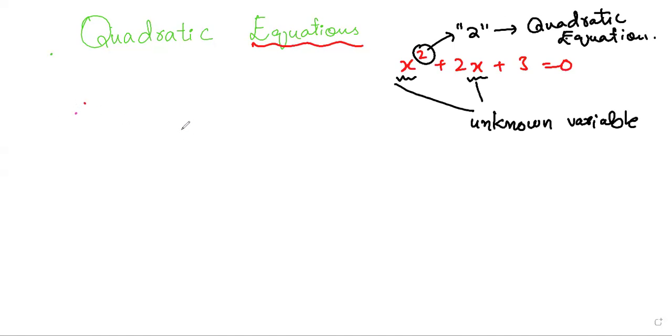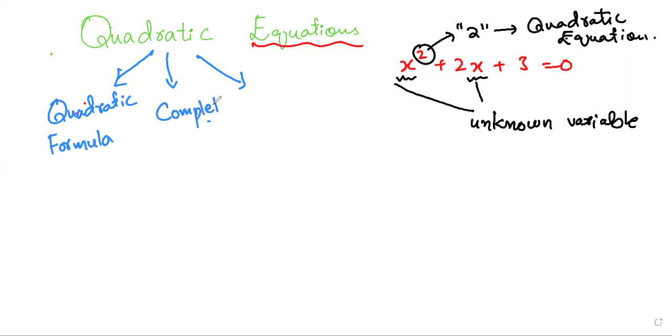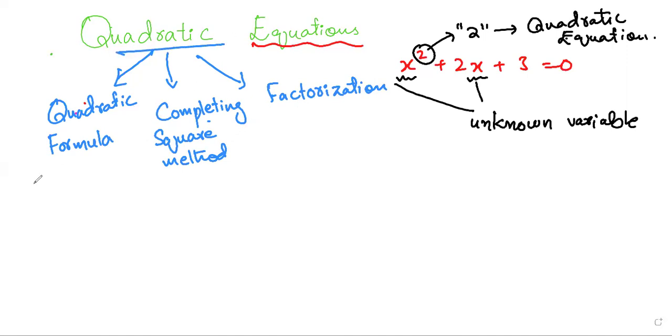So let's come to the point of how to solve a quadratic equation. Keep in mind one thing, there are three methods to solve a quadratic equation. First one is the quadratic formula. The second one is the completing square method. And the third one is factorization. These are the three methods by which we can solve a quadratic equation. So let's go to the solution.